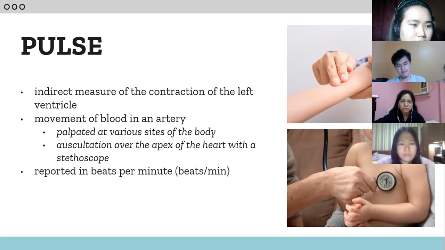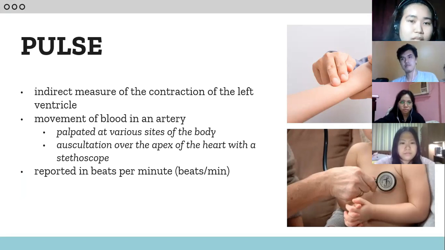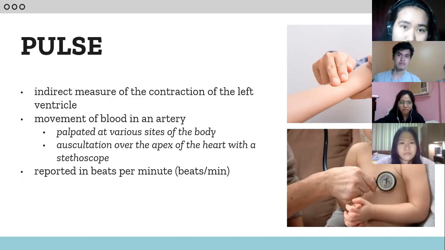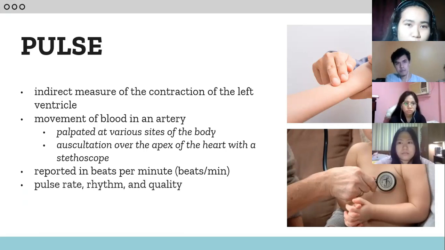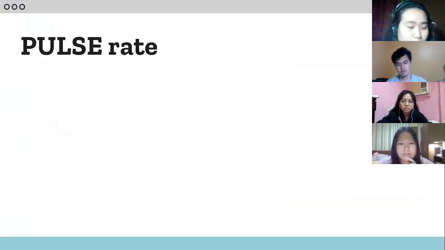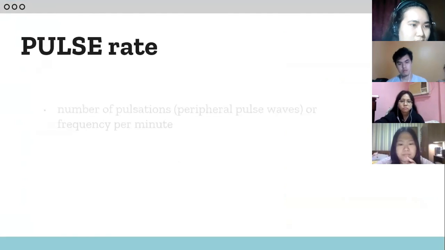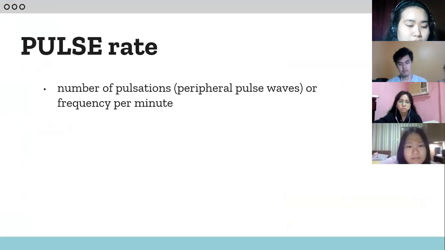Next, for the pulse, you measure the beats per minute. You count how many beats per minute using your wristwatch. And mind you, you should also consider the pulse rate, pulse rhythm, and quality. Even though I said pulse rate, we can assess the rhythm and the quality of the heart by palpating or by auscultating. Pulse rate is the number of pulsations or peripheral pulse waves or frequencies per minute.